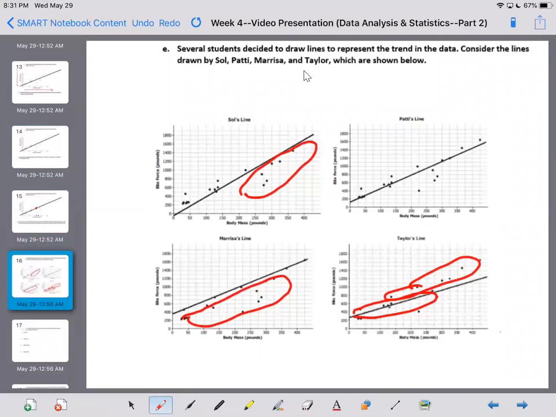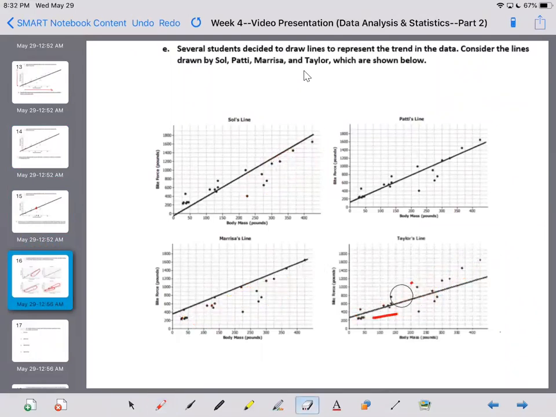And so again, let me just kind of review back over that again. So we would say, what could we say about Soul's line of best fit?